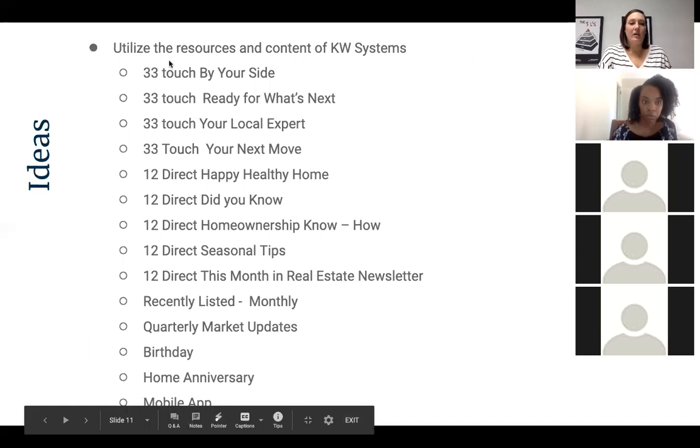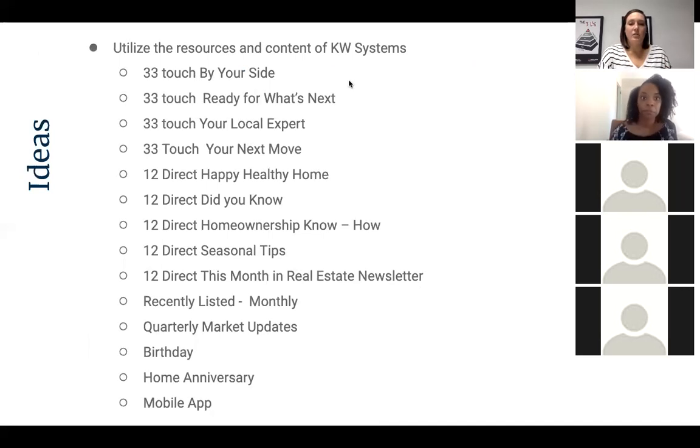Here is an idea of touches, okay? And this is just utilizing Keller Williams resources. This is not necessarily like you have to create new stuff, okay? You have the mobile app. You have the neighborhood newsletter. Do you know we do virtual tours? There's a lot of content in there that you can utilize in the designs.